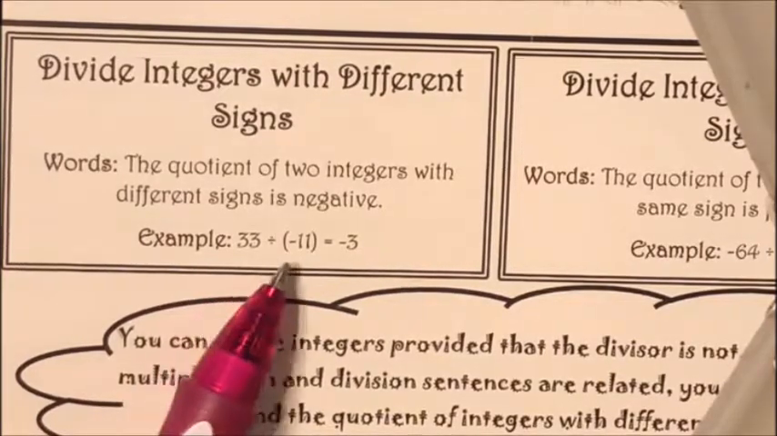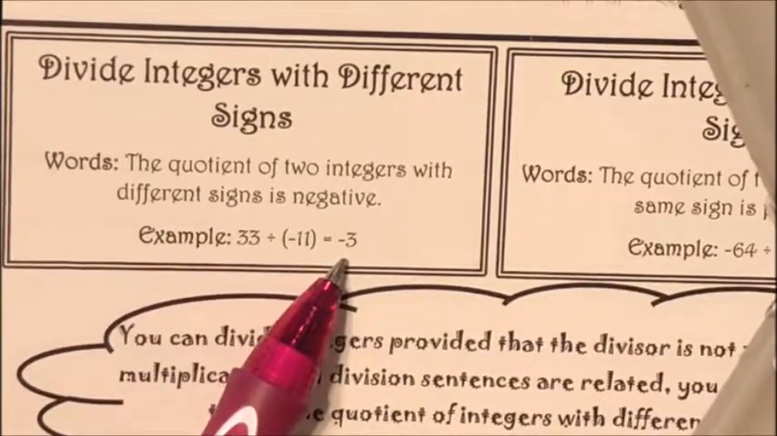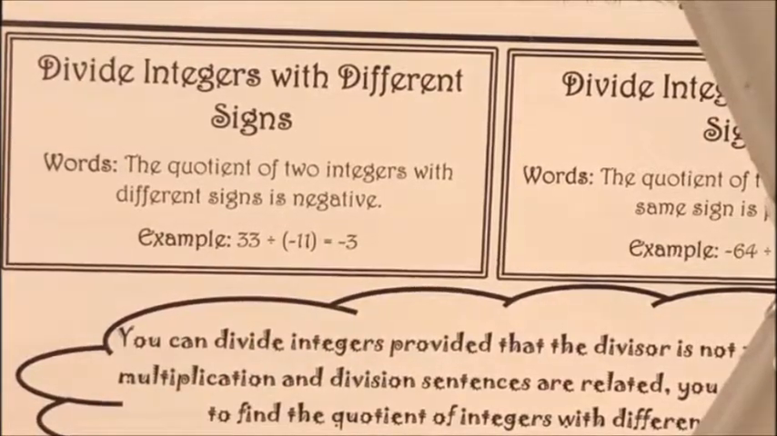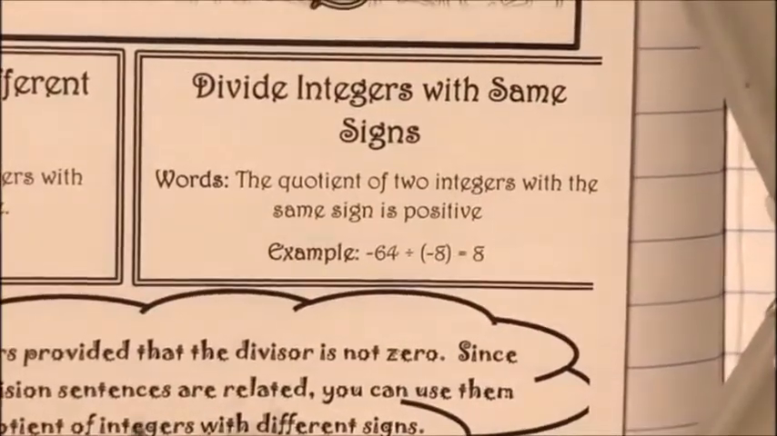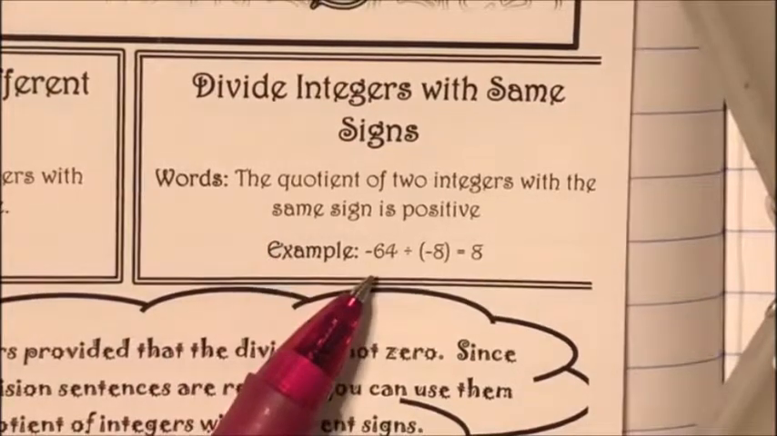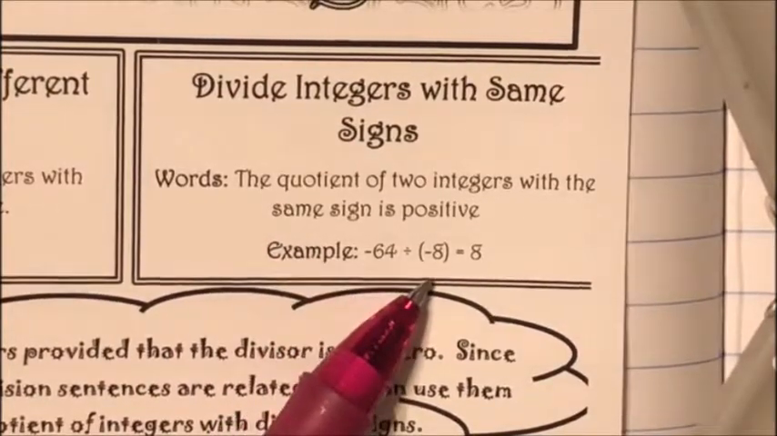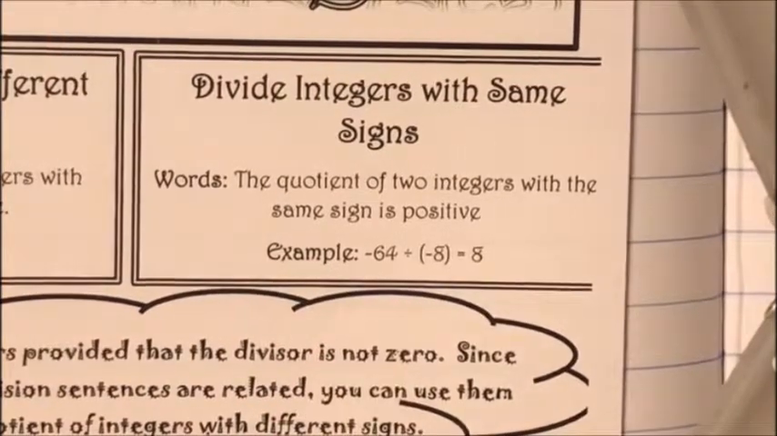So 33 divided by negative 11, different signs, gives me a negative answer, negative 3. If I'm dividing integers with the same sign, the quotient of two integers with the same sign is positive. So negative 64 divided by negative 8, they're the same sign. 64 divided by 8 gives me a positive 8.